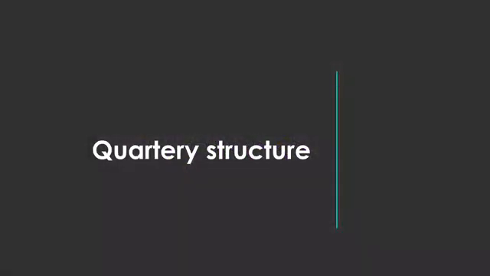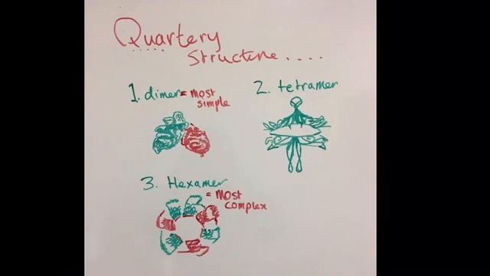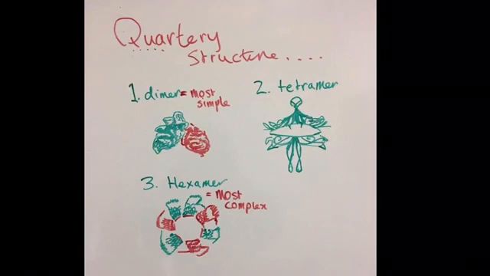Quaternary structure is the most complex and complete form of amino acid folding. An example of this would be hemoglobin. It's a tetramer and consists of 2 different subunits made of 2 different dimers, alpha 1 beta 1 and alpha 2 beta 2.